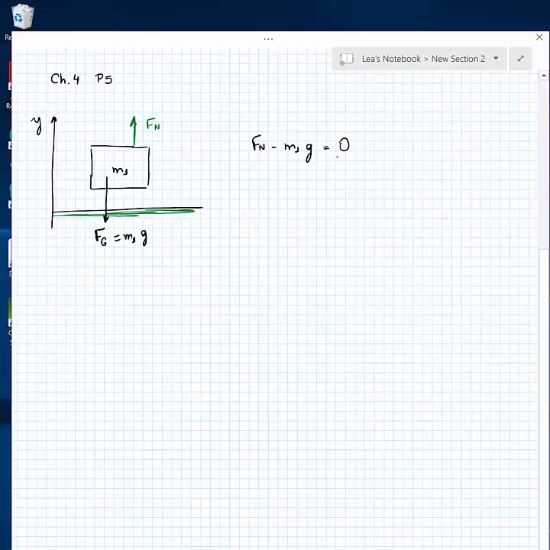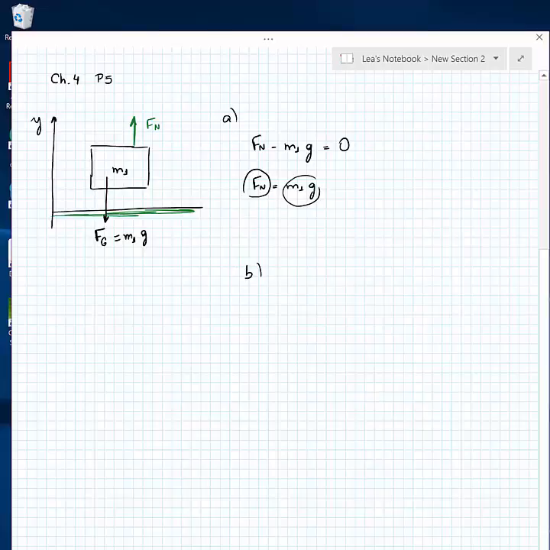From this equation I know that the normal force has the same magnitude as the weight of the object. The weight of the object is just m1 multiplied by g, pointing down, and with that I can now find Fn, which will have the same magnitude but will be pointing up. So this is part A of the problem. Now let's go to part B.